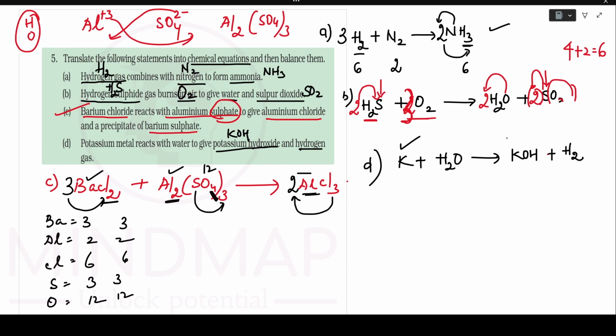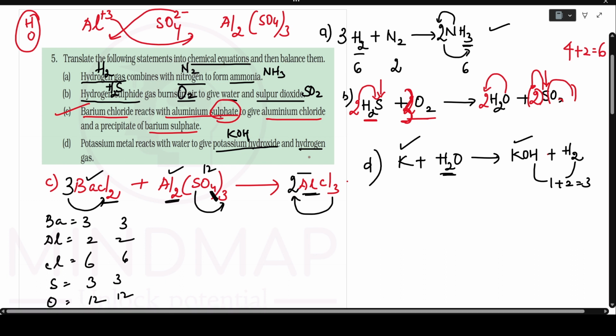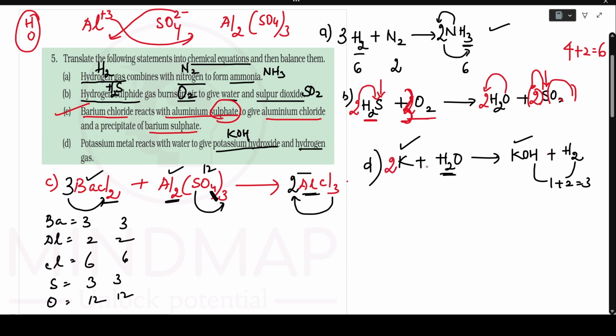Potassium here is 1. Here it's also 1. Hydrogen here is 2. Whereas hydrogen here is, check, this is 1, plus here it is 2. So it became 3. So you know whenever you get an odd number, what you are supposed to do? Multiply the whole equation by 2 and then adjust later on. So here I will write here 2, 2, 2 and 2.